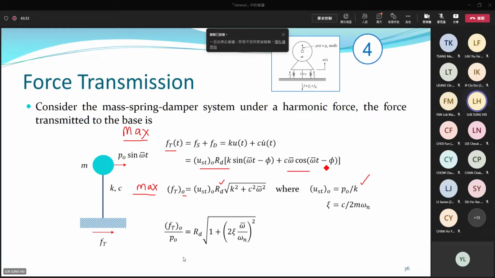Normalize the total force amplitude by our force amplitude P0, then you can get this equation: RD times the square root of 1 plus (2 damping ratio omega bar over omega n) squared. This part is actually our frequency ratio: 2 damping ratio times frequency ratio beta, and then take the square. Okay, this is the equation for force transmission. Total force versus the force amplitude P0 is equal to this part. We have the equation of RD. If you like, you may also put the equation of RD into this equation to make it simpler.